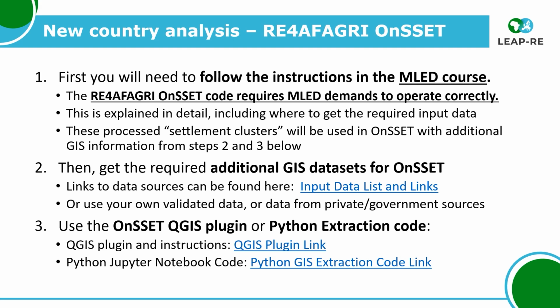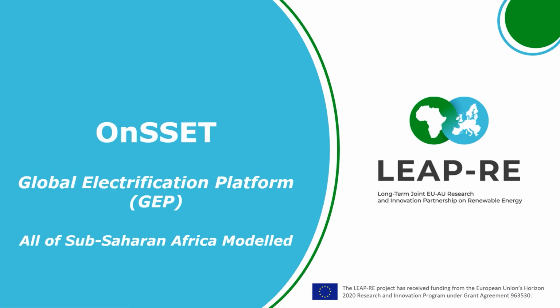OnSSET has already been used in the Global Electrification Platform, sponsored by the World Bank, including many others. All of Sub-Saharan Africa has been modeled in this platform and is available for free. You may wish to use this for inspiration or to understand where you can find other assumptions that might be useful for your own analysis.